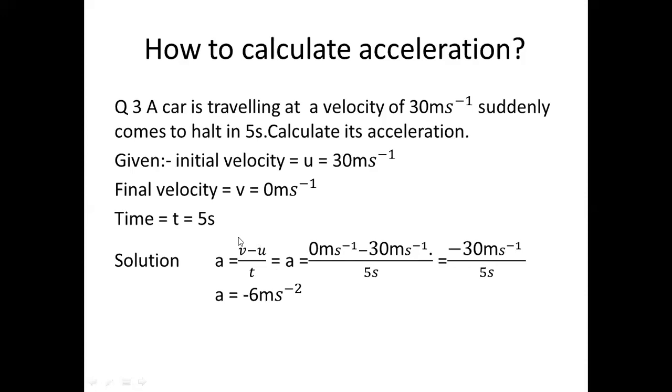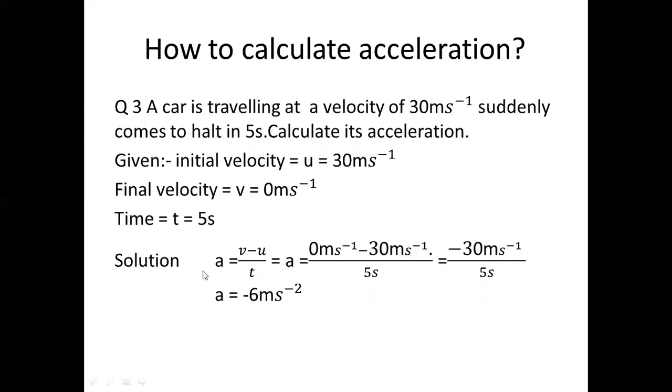Time is 5 seconds. Using the formula, a equals v minus u over t. v, the final velocity, is 0, u, the initial velocity, is 30, divided by 5. 0 minus 30 is minus 30, divided by 5 becomes minus 6 meter per second square.